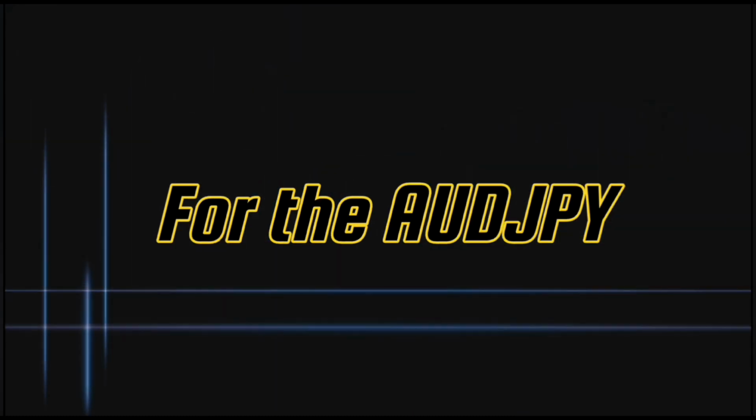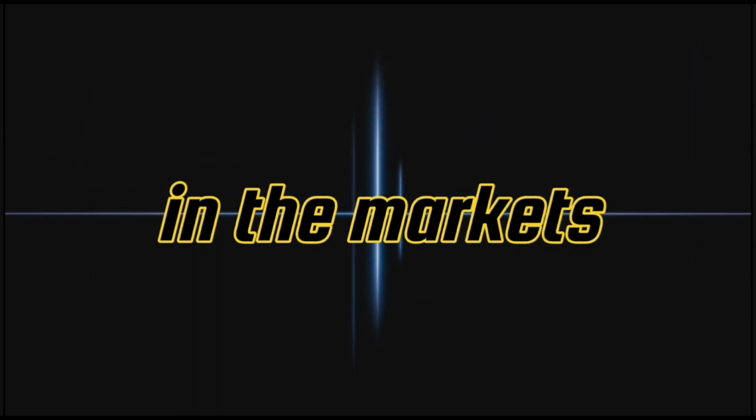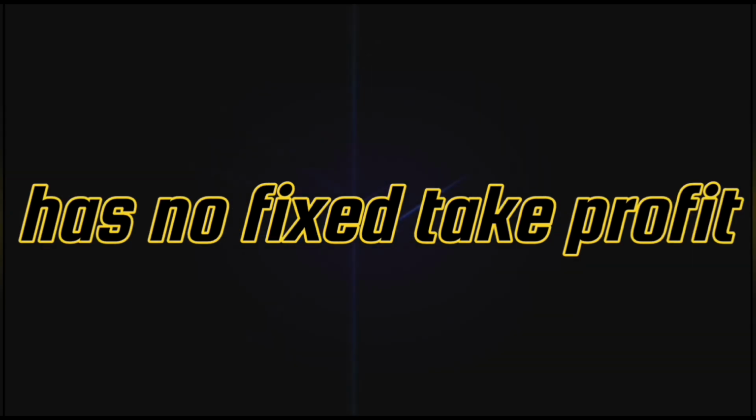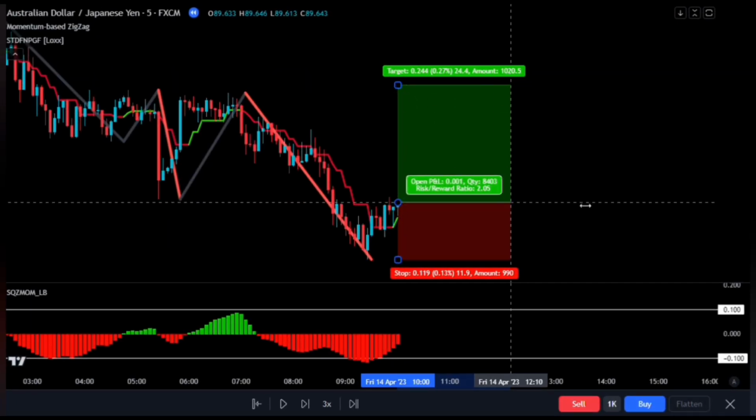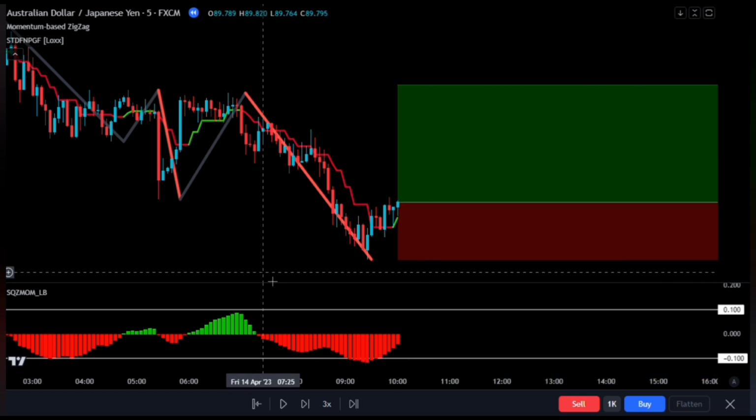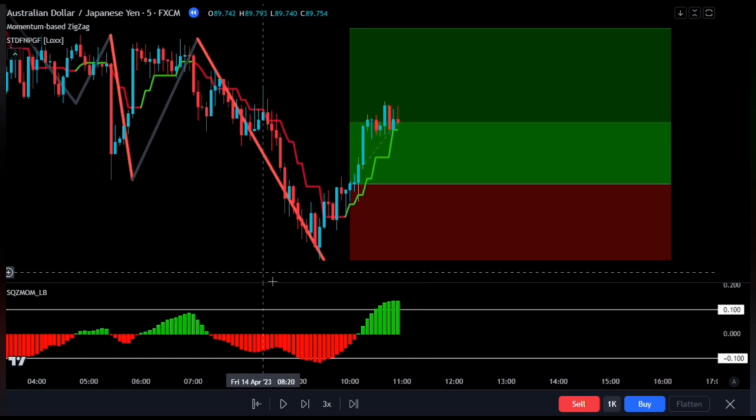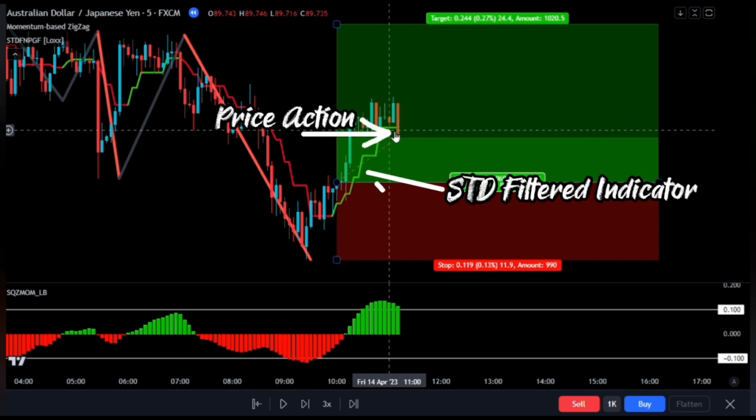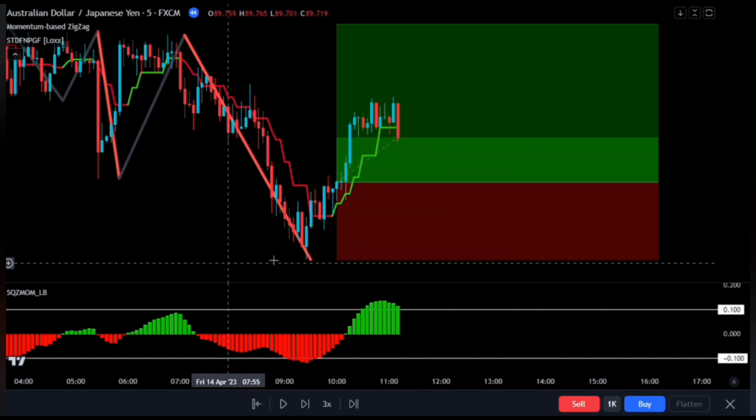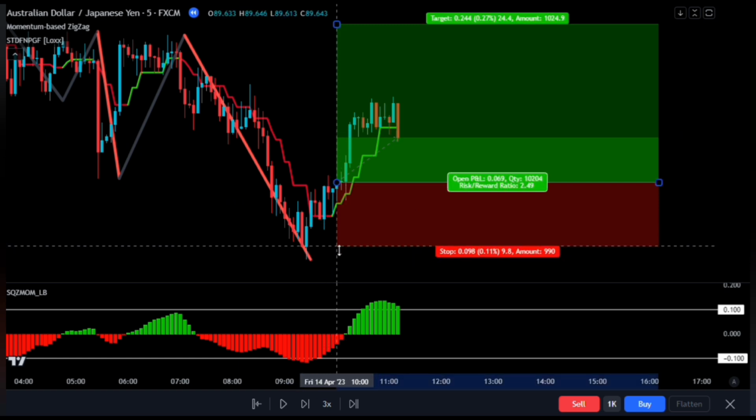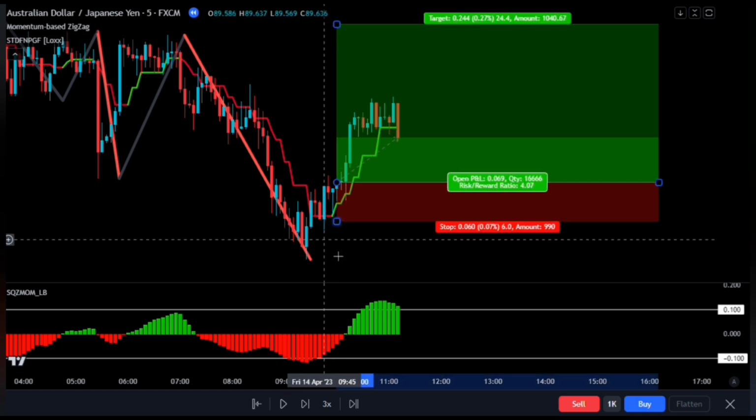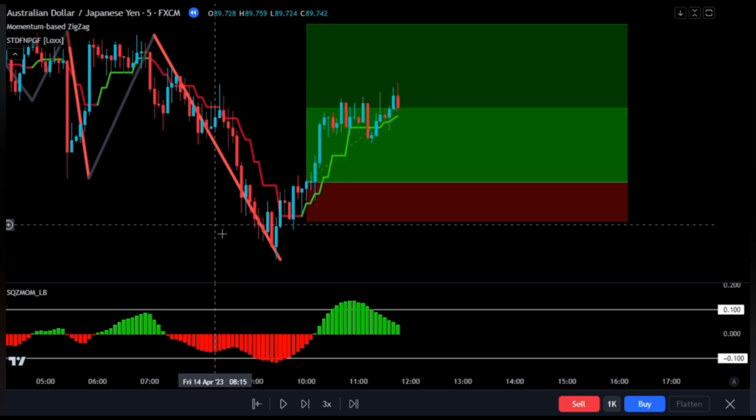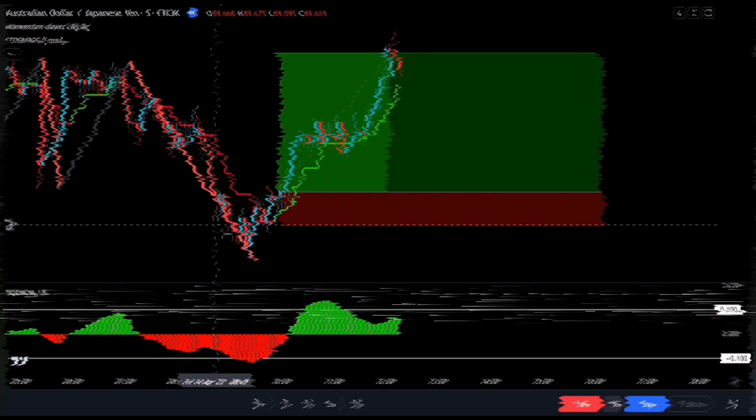For the AUD/JPY, I use 2 times my risk. I set one of my trades at 2 times what I risk in the markets, while the other has no fixed take profit. Let's now go over my fixed profit levels. When I open a trade and let it run, if along the line, the price closes below my STD filtered indicator, I remove 50% of my risk from the market and let the trade run. Sometimes it hits my stop loss, other times my take profit.